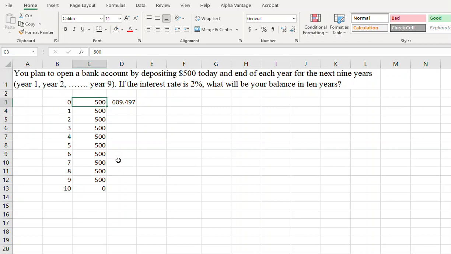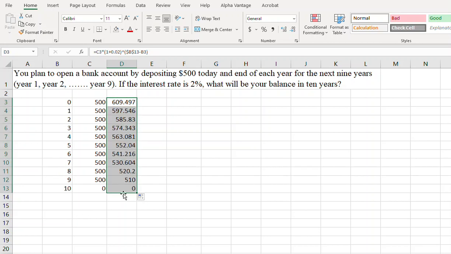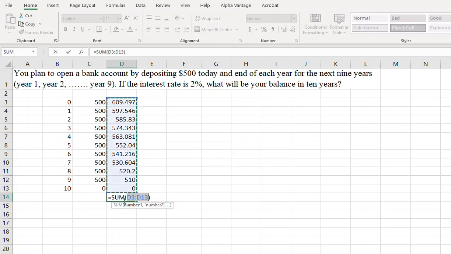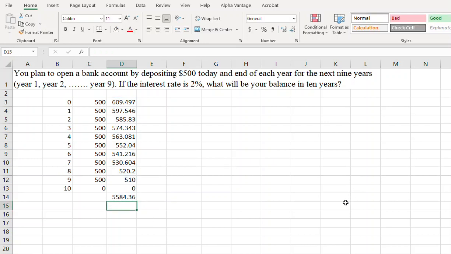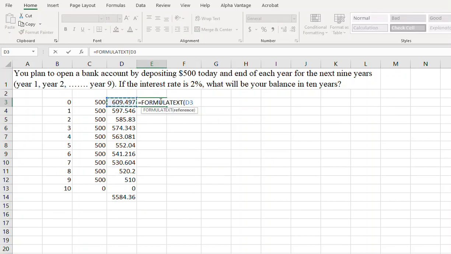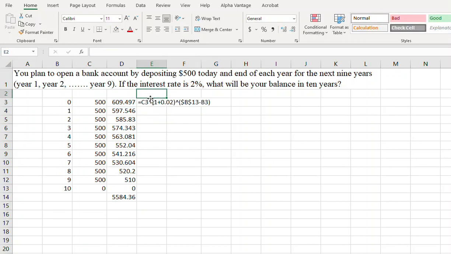So we can see if we deposit $500 at time 0, at the end of the 10 years, it's worth $609. We can drag that down, and then all we have to do is sum these values. So we'll hit Alt equal, sum them up. So you can see we end up with a value of 5584.36. So you can see the formulas.